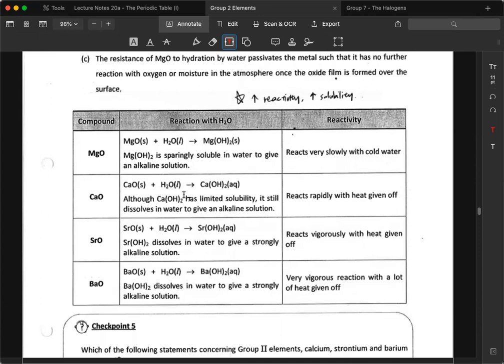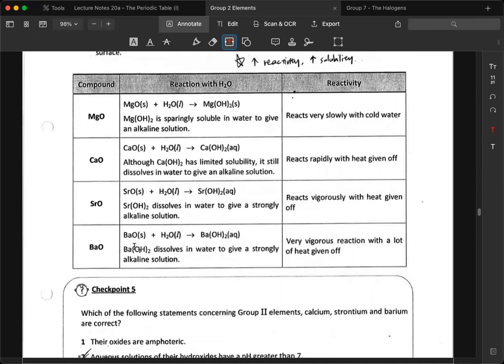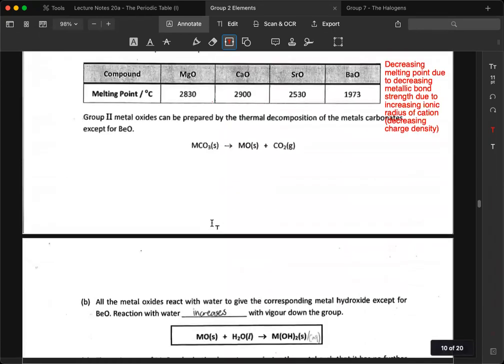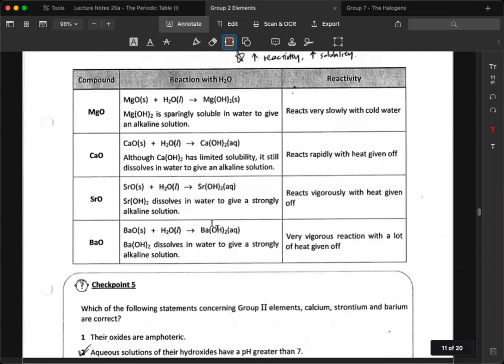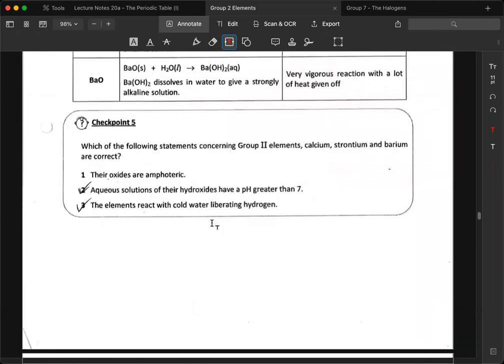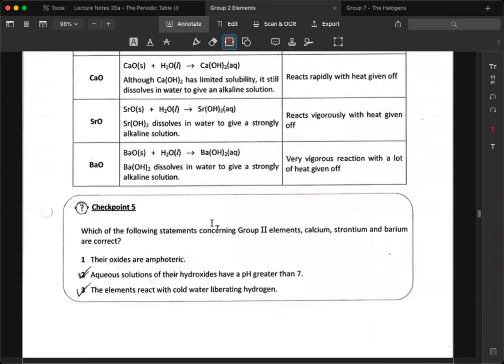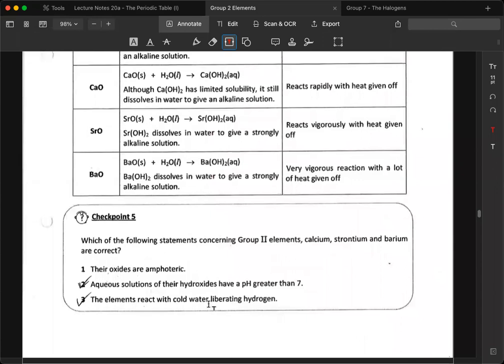For calcium oxide, calcium hydroxide has limited solubility, but it still dissolves. Then strontium oxide is very vigorous, very exothermic. Yeah. Barium oxide also forms barium hydroxide. Very vigorous, so most exothermic. So they react with water to form hydroxide: oxide, water, hydroxide. Okay, remember that. It will be like group 1 actually. Okay, we'll skip this, because they're all basic. And yeah.